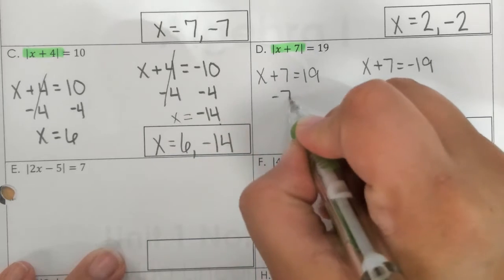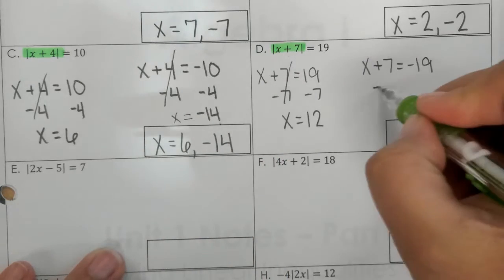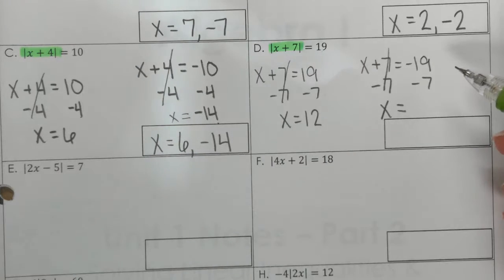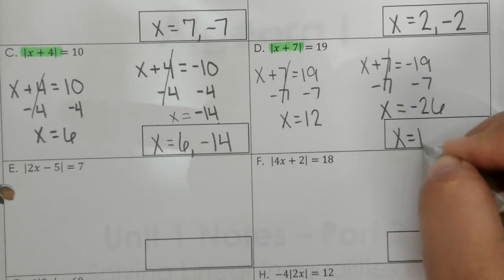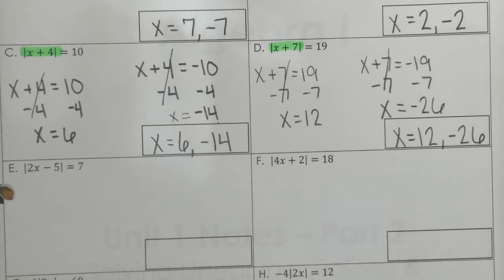So if I subtract 7, we get 12. If I subtract 7 here, we see that we have two negatives, right? So if we add two negatives, we get negative 26. So we can say x equals 12 and negative 26.